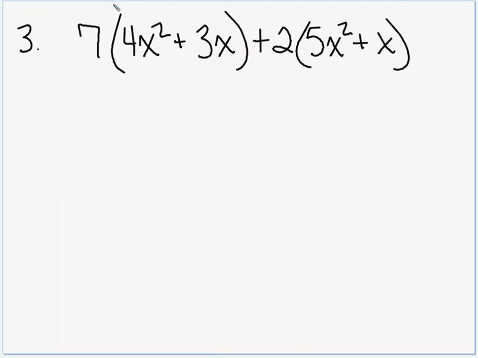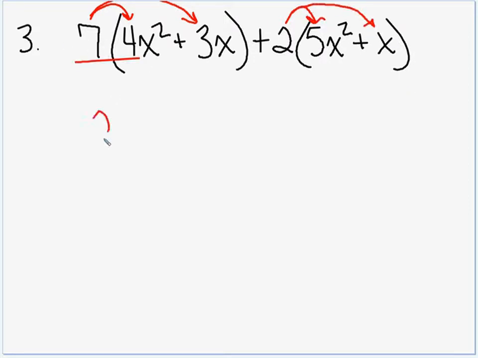Number 3, the directions are simplify. So I see we've got some brackets. Can we work in the brackets? No, that's an apple and that's an orange. We can't add them. That's an apple, that's an orange. We can't do that either. So it looks like we can do a little distribution here. The 7 is going to go to both of these numbers in the first set of parentheses, and then the 2 will go to both of these.